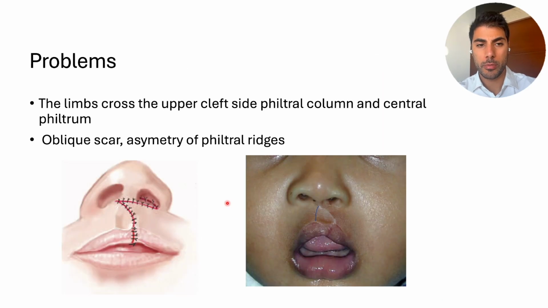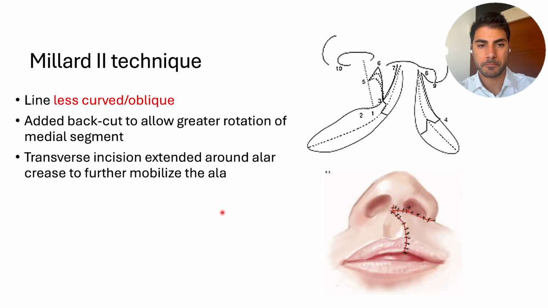Basically, what is the problem with Millard's first technique is this, the scar that comes across the philtrum. So we have an oblique scar, and basically now we have the scar crossing the philtrum. Instead of crossing it below, now it's crossing it above. So we can see also how the philtral column is oblique, and it's not two parallel, or actually not parallel, but at least two separate lines.